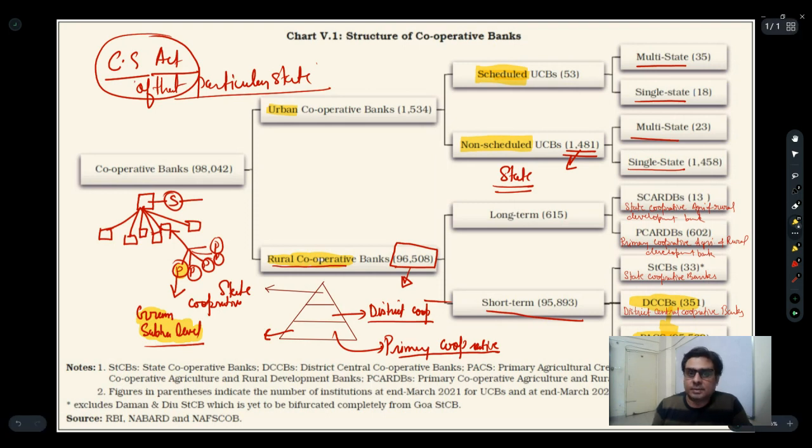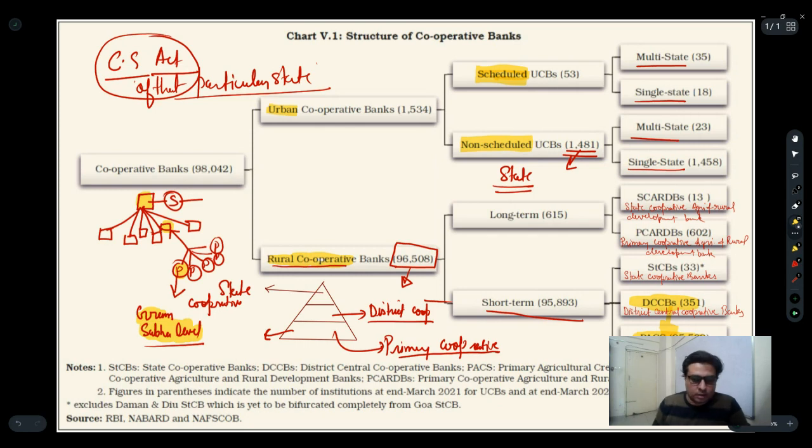But if the scheme is big and not just related to a particular Gram Sabha level, then it is going to be administered by whom? Then it is going to be administered by the district central cooperative societies or banks, right? And all the functions of primary cooperative and district cooperative are going to be supervised by the state cooperative.